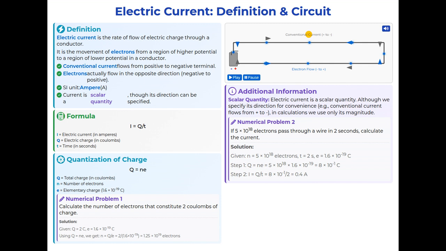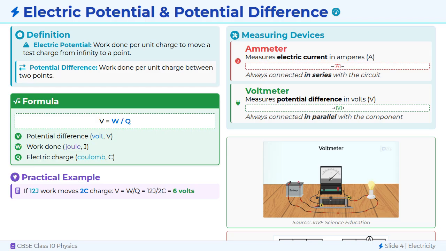Now, an important distinction to make is the direction of current. You see, by convention, we consider the direction of current to be the direction of flow of positive charge. However, in metallic conductors, it's the negatively charged electrons that actually move. So the actual electron flow is opposite to the direction of conventional current. Weird, right?